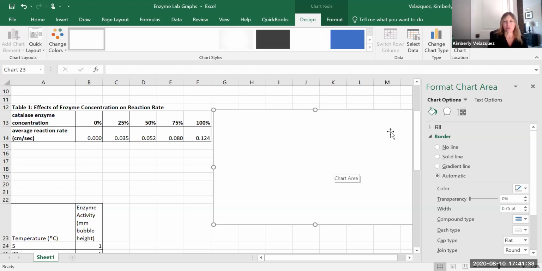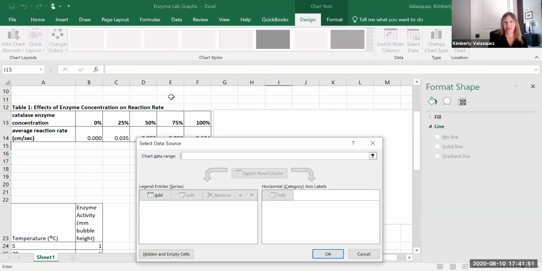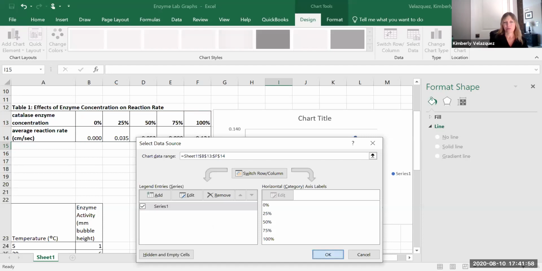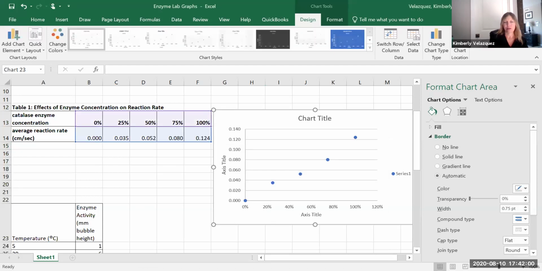Now I want to tell it what to graph. So I'd go up here to select data. Okay, so I said insert scatter plot. I went to quick layout to tell it I want it to have every possible piece of information. And now I'm going to tell it what to graph. So I'm going to hit select data, and I'm going to highlight just my numbers. Say, okay. Awesome. So here is my basic graph.